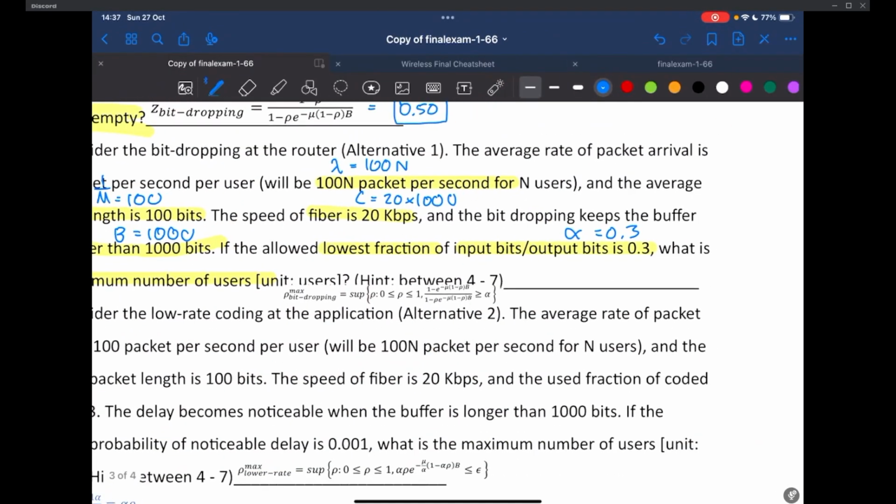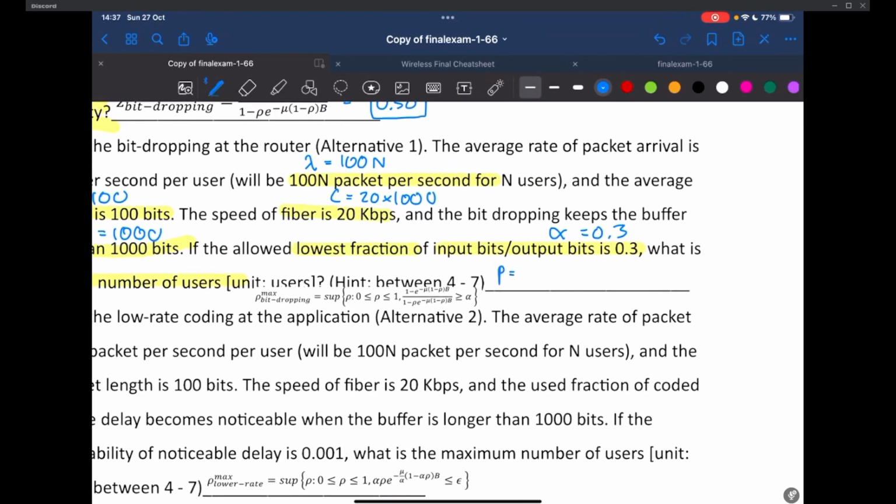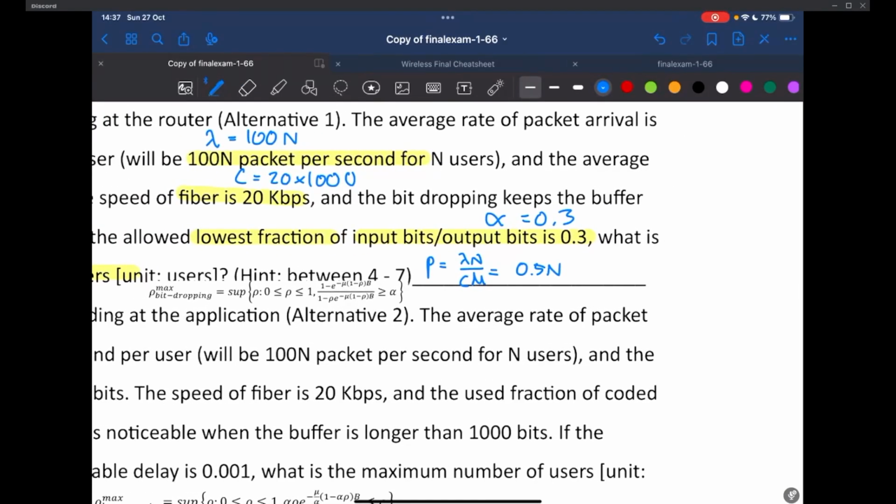So for this question, we have to find rho again. In order to find rho, we do the same thing, but this time it has to have an n. So lambda times n divided by C times mu is equal to 100n. I just simplify it, 0.5n. And now we have to plug in to find the answer.